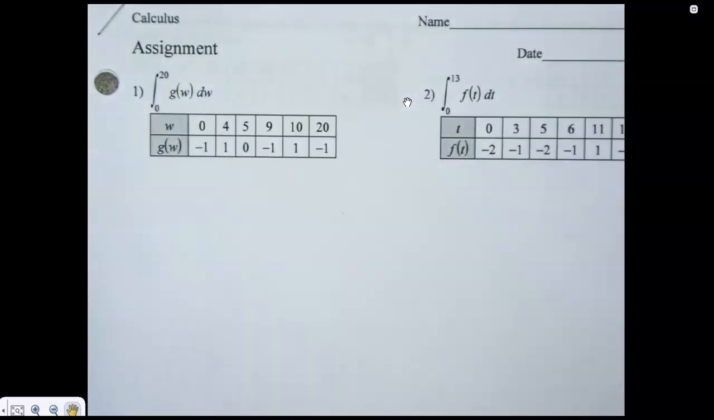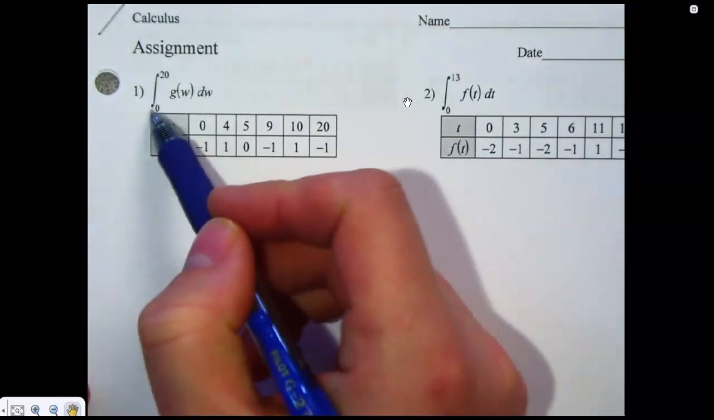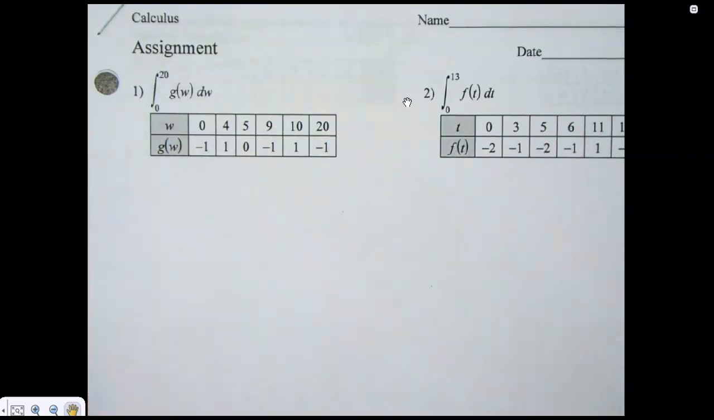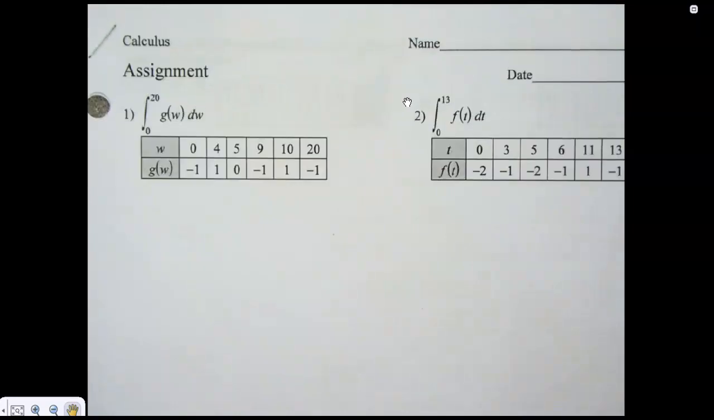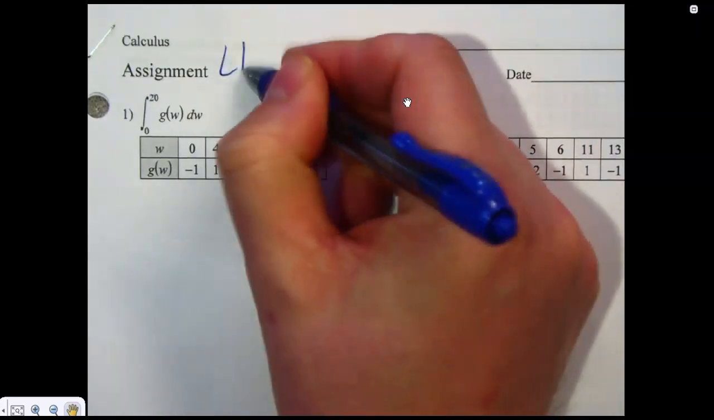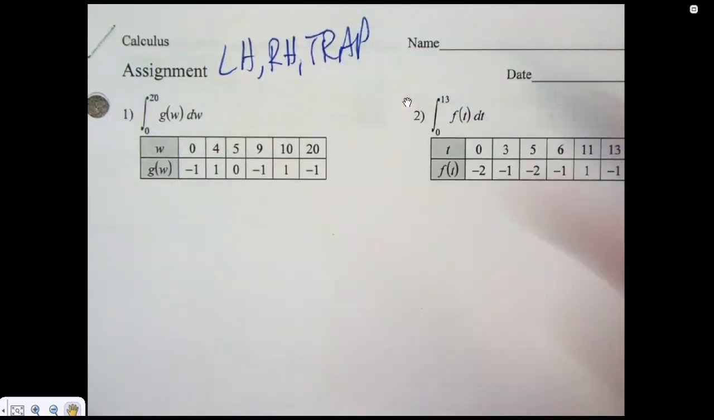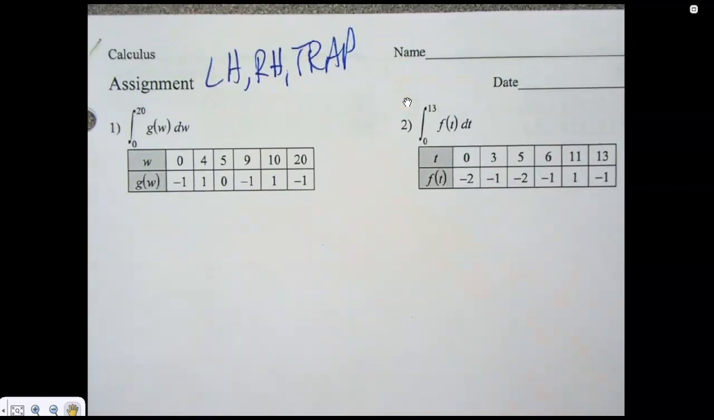So this is asking us to estimate the area underneath G of W between 0 and 20. And they gave us these endpoints. And I want you for each one of these to do left hand, right hand, and trap. Trap is trapezoid. And that's just the average of the left and the right. So once you find the left and the right, you're almost 90% of the way to the trapezoid.